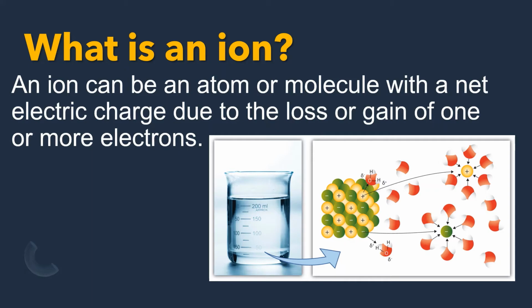Examples of these processes include the reaction of a sodium atom with a chlorine atom to form a sodium cation and a chloride anion, the addition of a hydrogen cation to an ammonium molecule to form an ammonium cation, and the dissociation of a water molecule to form a hydrogen cation and a hydroxide anion.